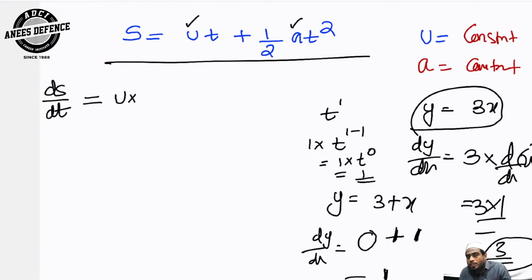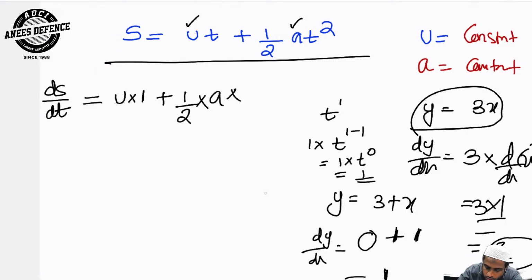Here they are asking not dy by dx, they are asking ds by dt. Initially I told you that y is a variable and x is also a variable. x is independent and y is dependent. Here s is a variable, t is also a variable, but t is independent and s is dependent on t. So here the derivative of t is 1. Half is also a constant, a is also a constant, so you have to take them along.